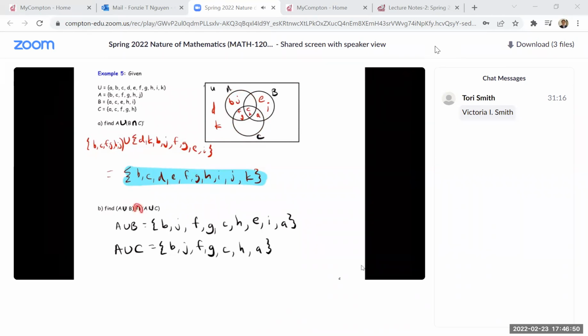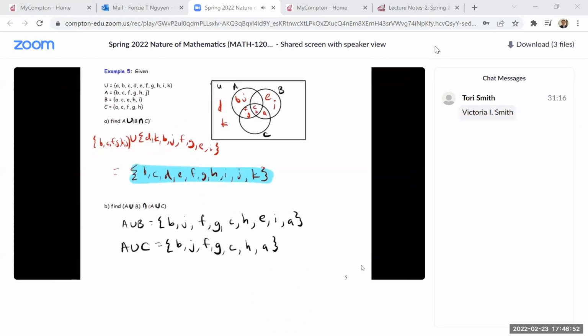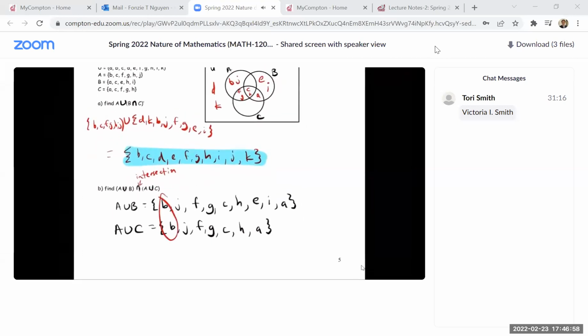Now we have to find the intersection. That means what's common, right? I see a B, an F and a G, a C, an H, an A, a J. That's it, right? B, J, F, G, C, H, A. All right, B, J, F, G, C, H, A.